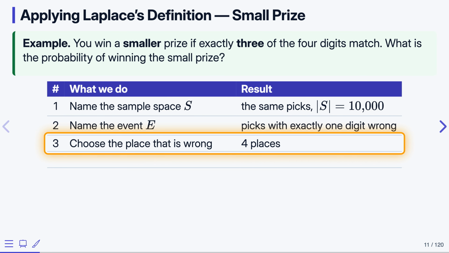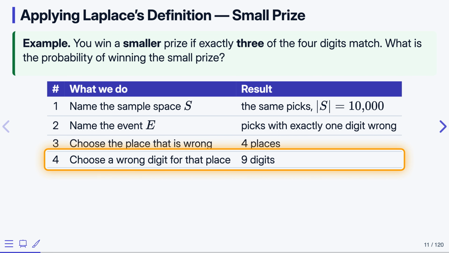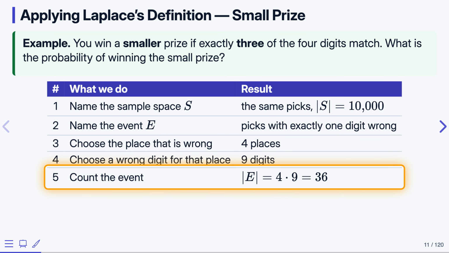Step 3. First choose which place is wrong. There are 4 places. Step 4. Then choose a wrong digit for that place. 9 of the 10 digits are wrong. Step 5. The 4 places give 4 separate groups of 9 picks, by the sum rule that is 4 times 9, which is 36.